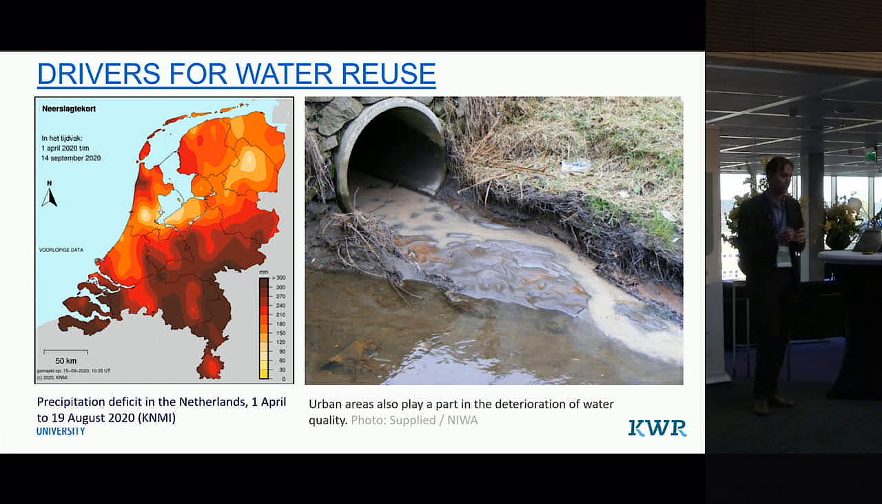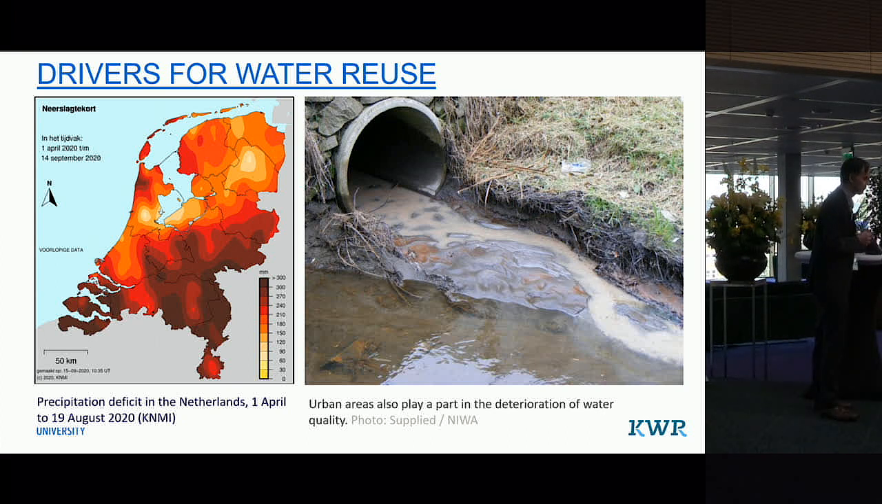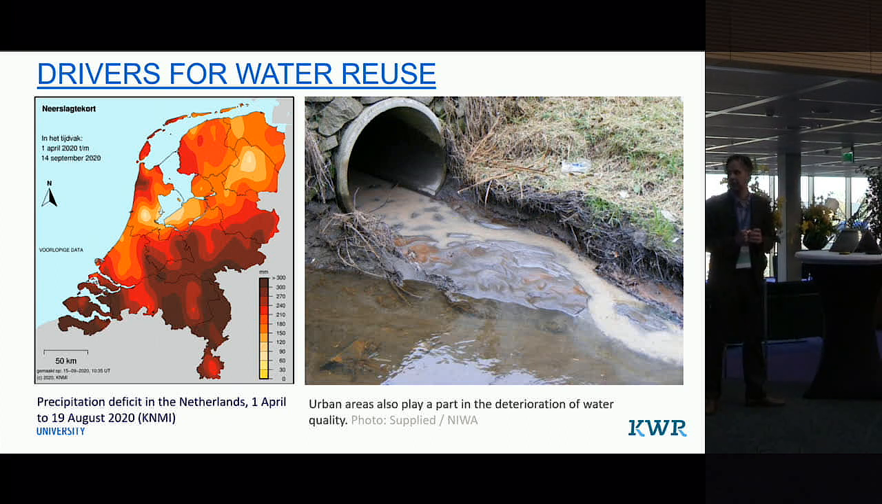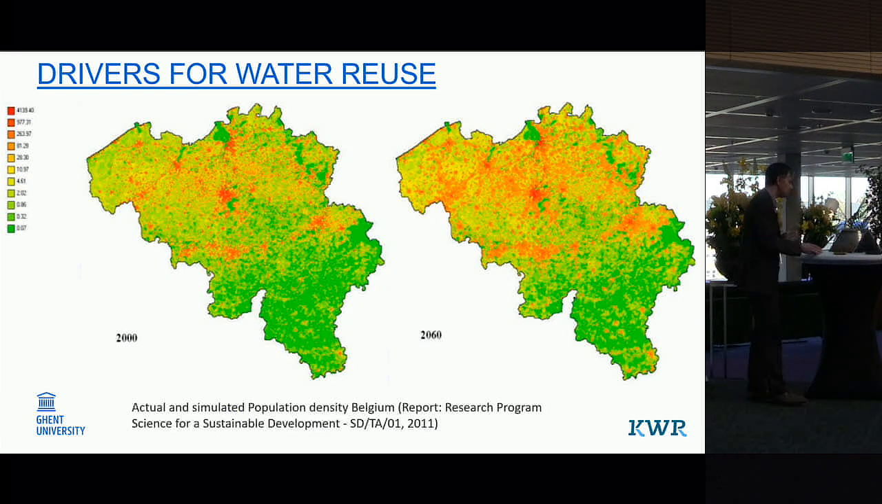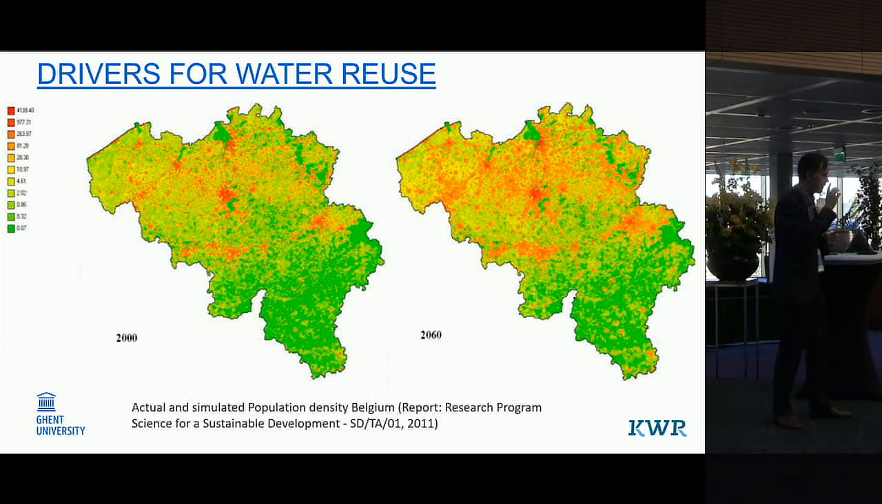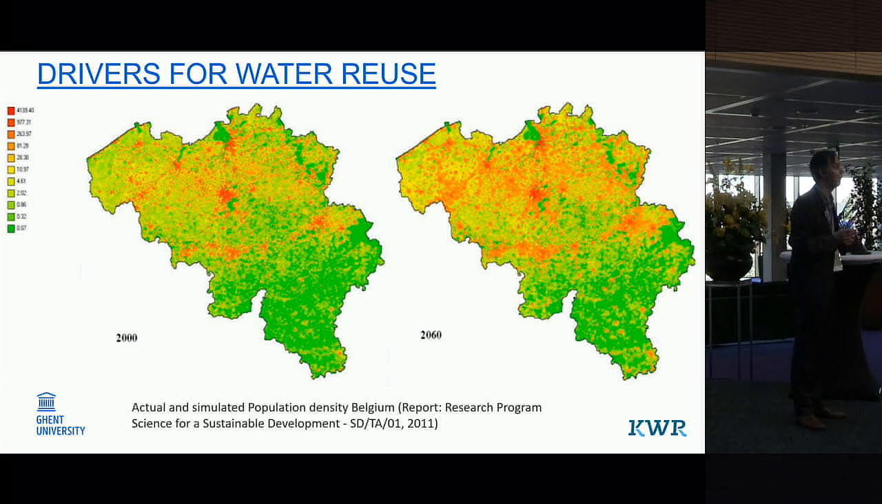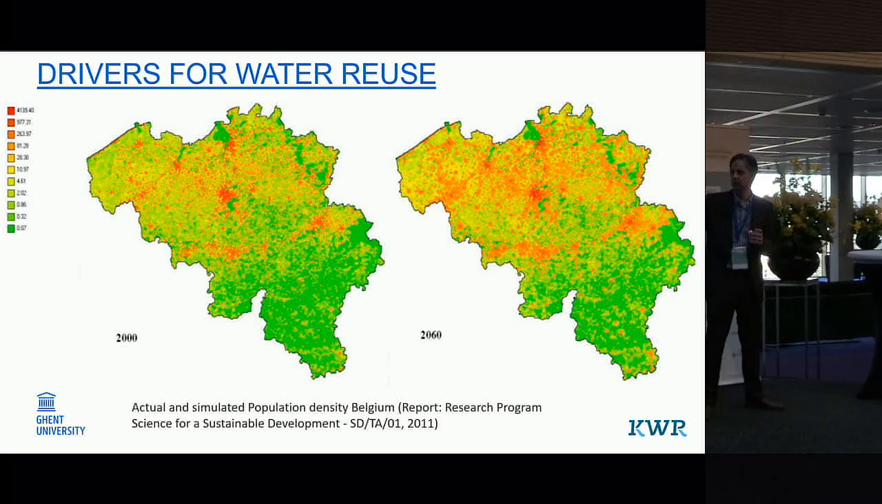On the right-hand side, we also have problems with the quality of our sources for drinking water, from industrial waste to agricultural waste, but also from the urban side of things. There's a deterioration of the water quality. Not only in the Netherlands do we face these problems, and not only the quality and quantity of our sources for drinking water, we also deal with other problems.